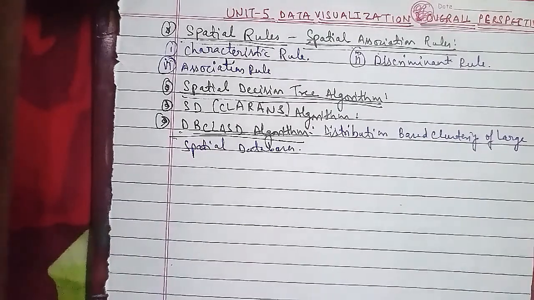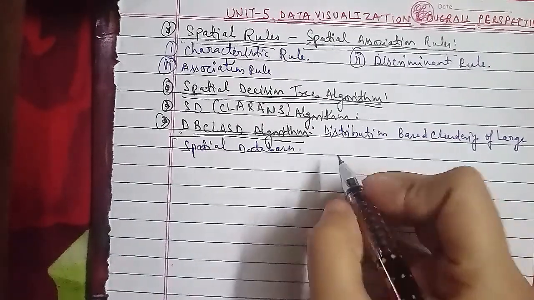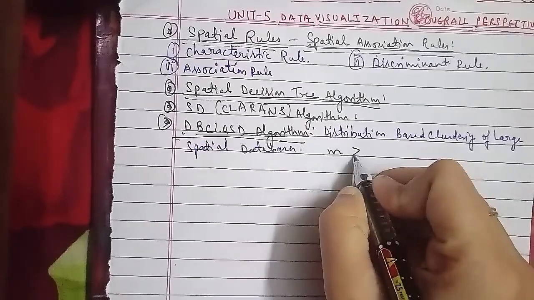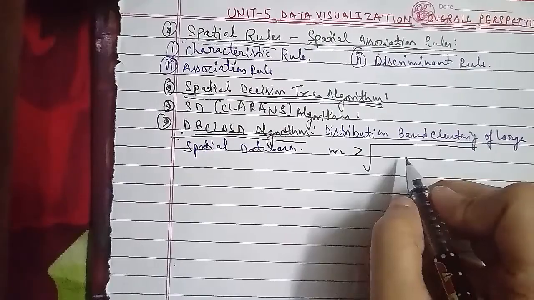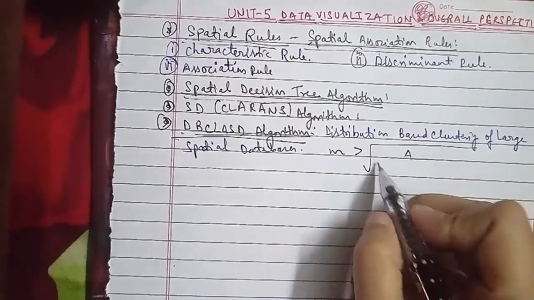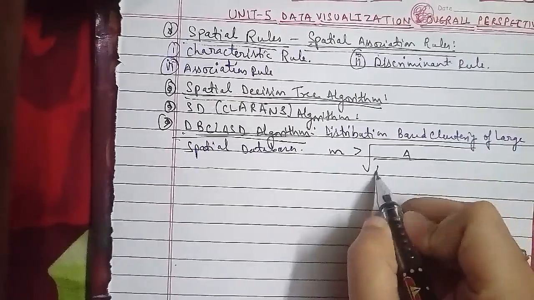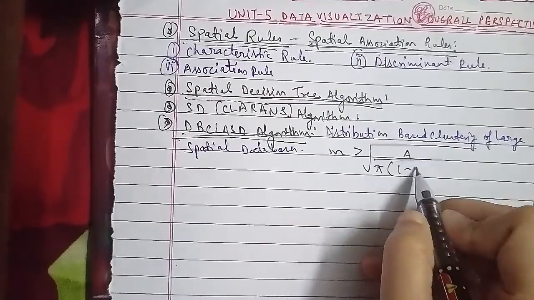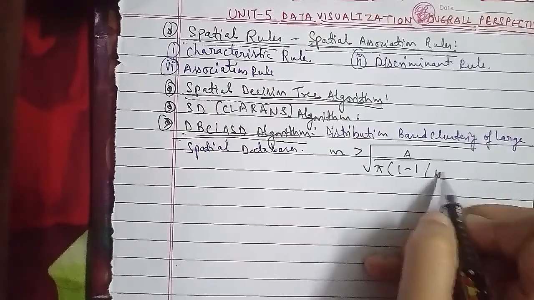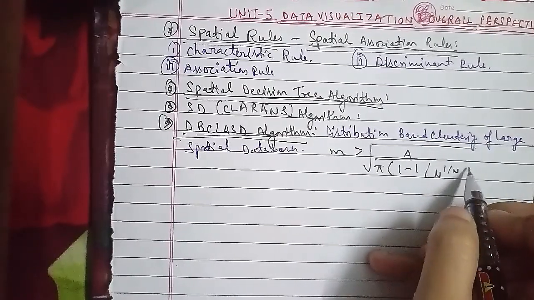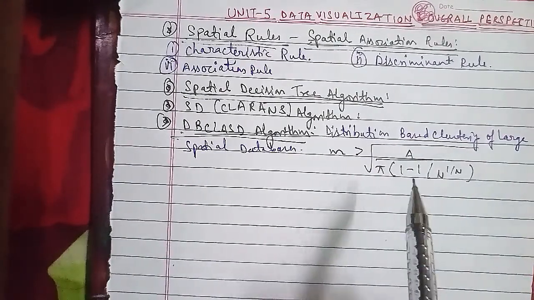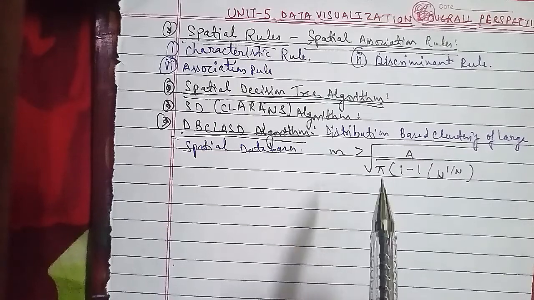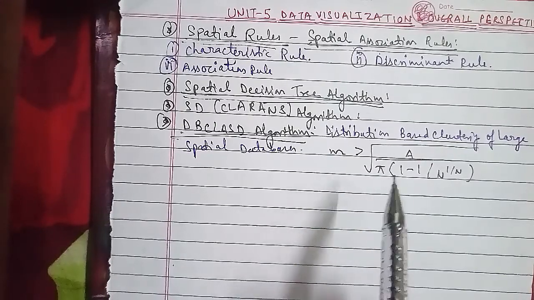Here m is chosen based on the following formula, which is represented here: m greater than the root of A upon pi times 1 minus 1 upon n, and here n is the number of points in the cluster and A is its area. The added points then become new candidates.